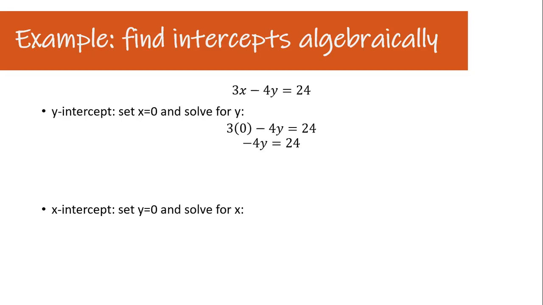And remember from your last math class, to get rid of that negative 4, you're going to divide both sides, and you'll end up with y equals negative 6. So the y-intercept occurs at y equals negative 6. If we want to write that in terms of coordinates, remember that the y-intercept always has x equals 0. So you'll just write it as (0, -6).